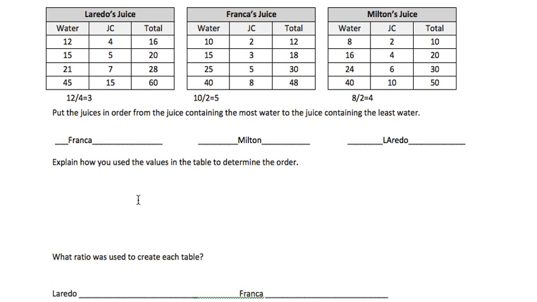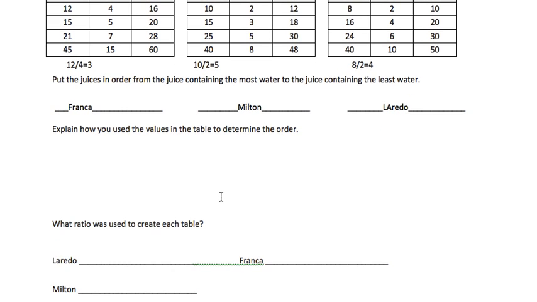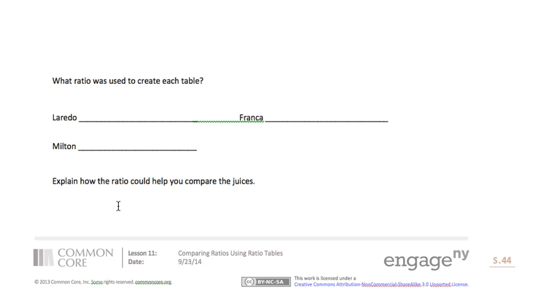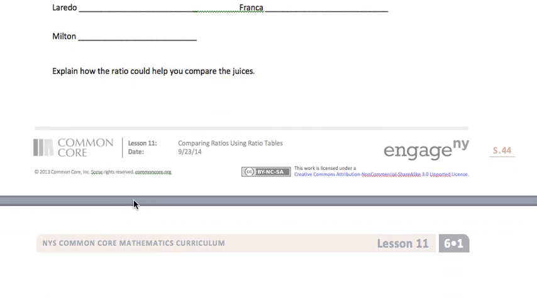Your explanation should describe what you chose to make as your ratio, as well as how you did the process of dividing, what ratio was used to create each table. Again, would be what you put there. We could have done the work down here to prove that. And then explaining how the ratio can help you compare the juices was, again, what I modeled for you.